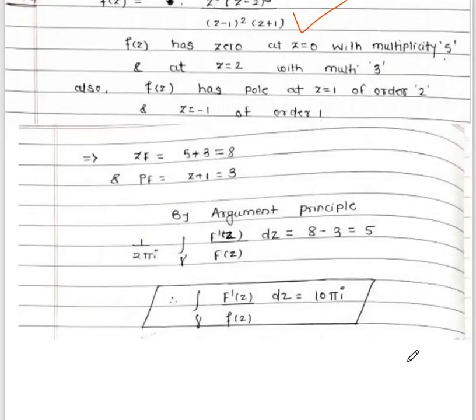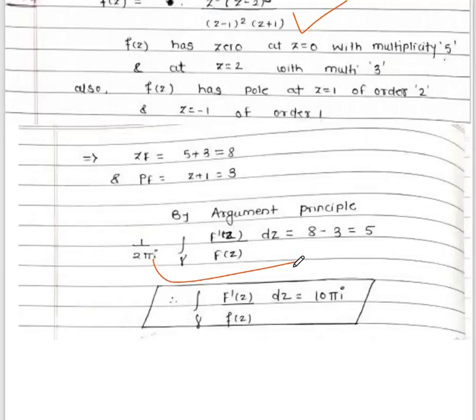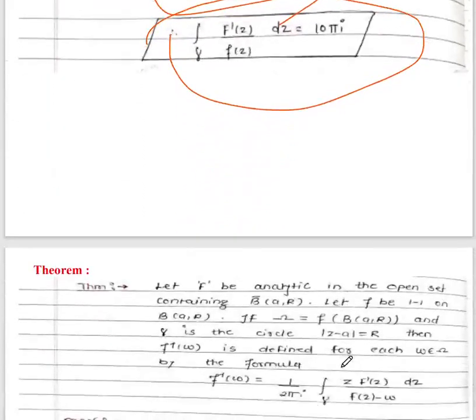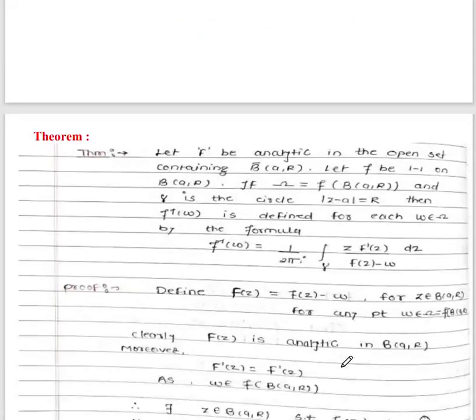Transferring this 2 pi i to the right hand side, we get the value of this integral as 2 pi i into 5, that is 10 pi i. So these are some examples on the argument principle. Now we will see another theorem: let f be analytic in an open set containing a closed ball whose center is a and radius is r.